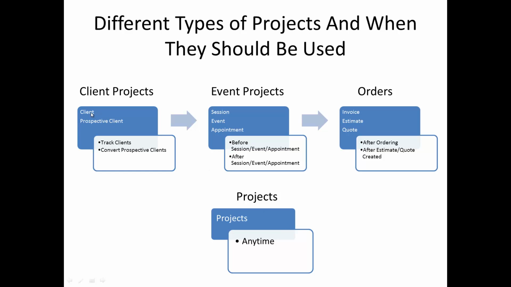So a client project, you'd create it for a client or for a prospective client, and it'd be used to track something to do with that client that would be unrelated to the event or session they're involved with or the order. With the prospective client, you track them to try to convert them from a prospective client to a client, or from a lead to a client. So that's what you use client projects for. Typically, it's to make sure you don't have prospective clients falling through the cracks, that you always have them in some sort of tracking system. The event projects are a little bit different. I mean, you do the same process to create them, but they're used for different things.